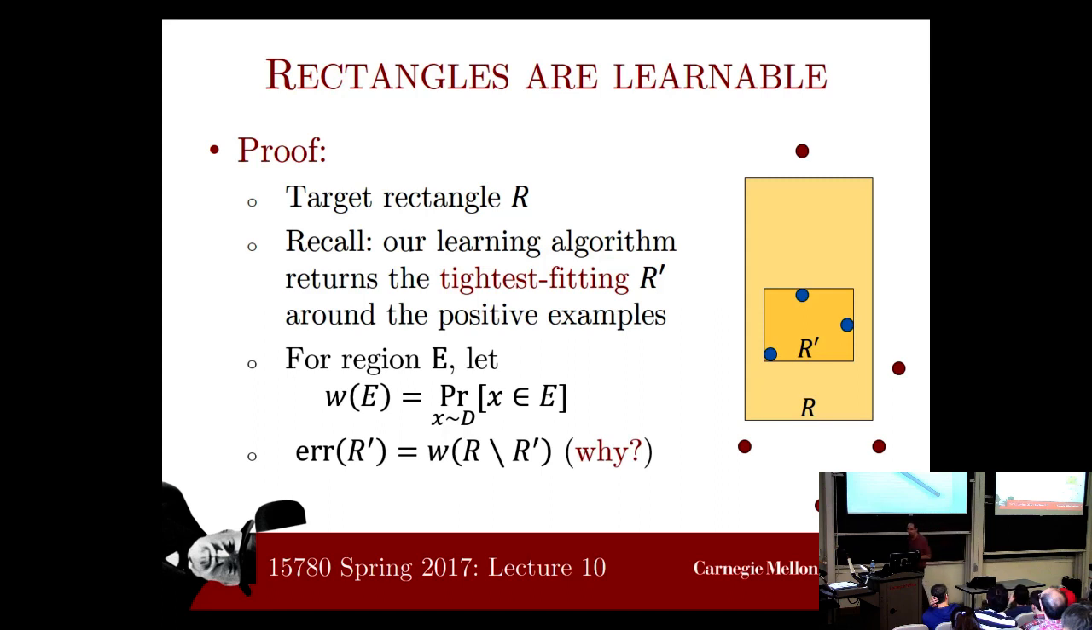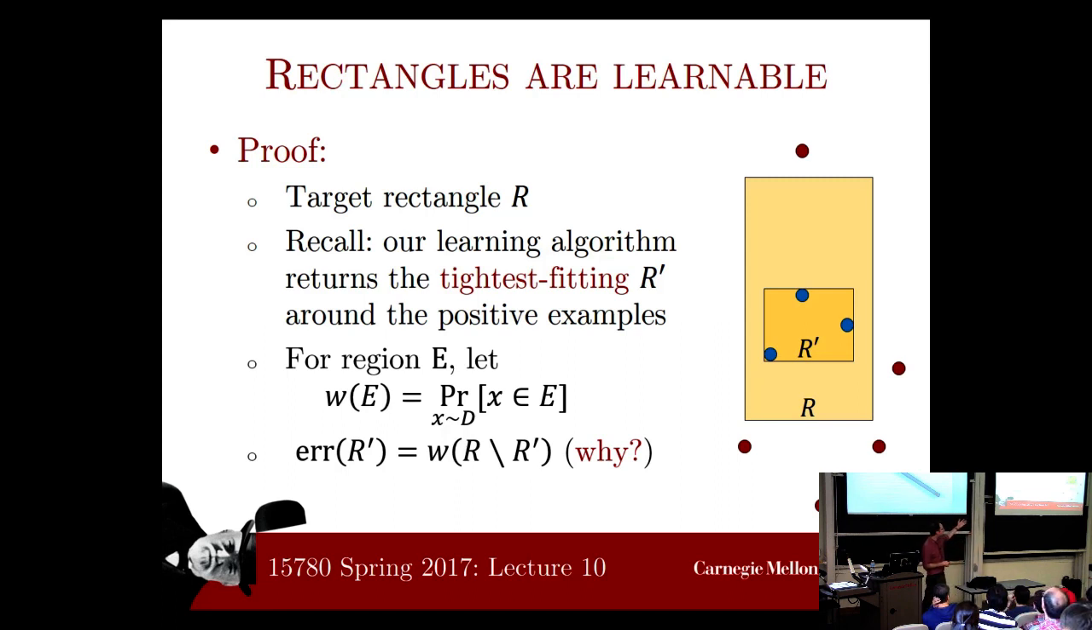Okay, so I want to argue that the error of R prime, remember what we care about is to bound the error of the output R prime. And what I want to argue is that the error of R prime is the weight of R minus R prime. Can anybody tell me why, just to make sure we're on the same page in terms of definitions? Yeah, there are also points that R would say qualify, but R prime would say not. Exactly. And remind me your name? Ashvil.